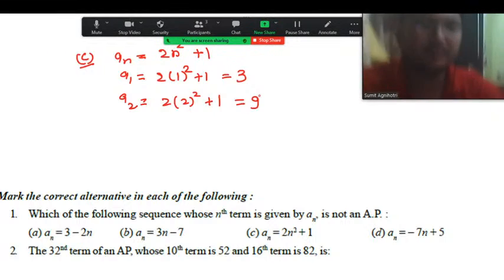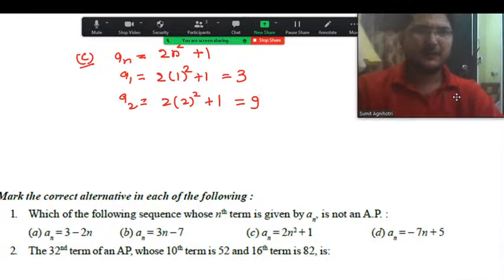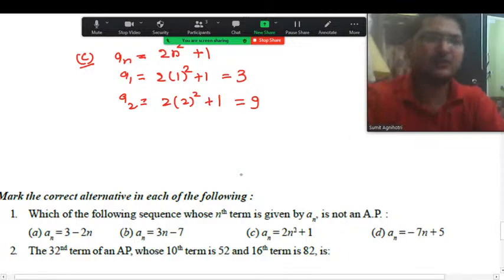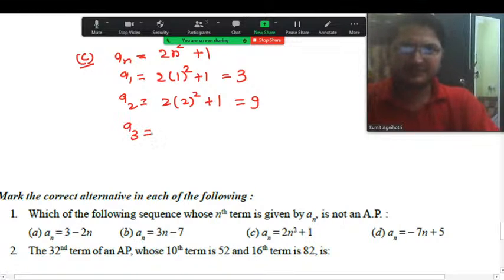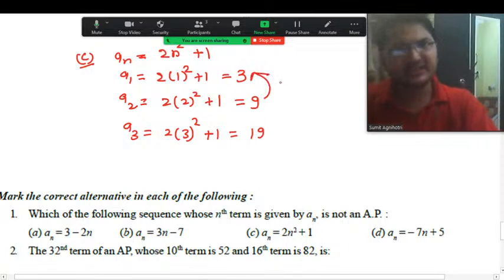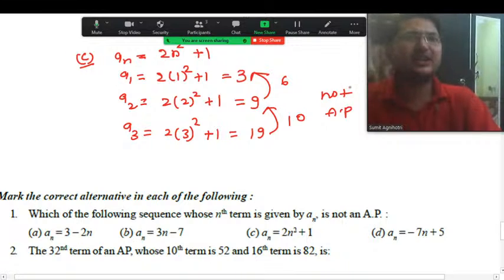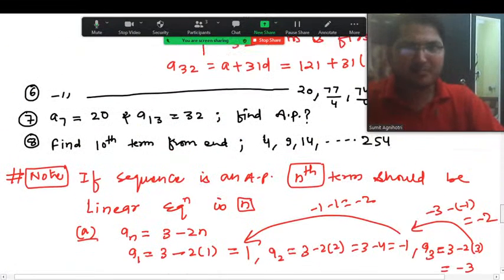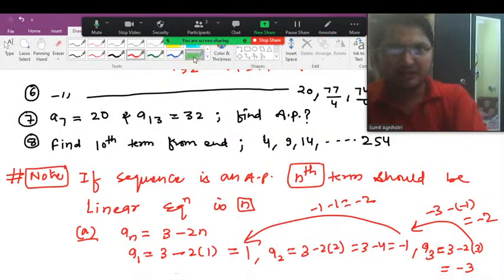Now I want to figure out the third term. Can you tell me what it is? It's 19. From here you can tell the first difference is 6, but the next difference is 10. It's not an AP. That is why we have concluded that for a sequence to be in AP, it must be a linear equation in n. It's a very important point that I have presented in front of you.